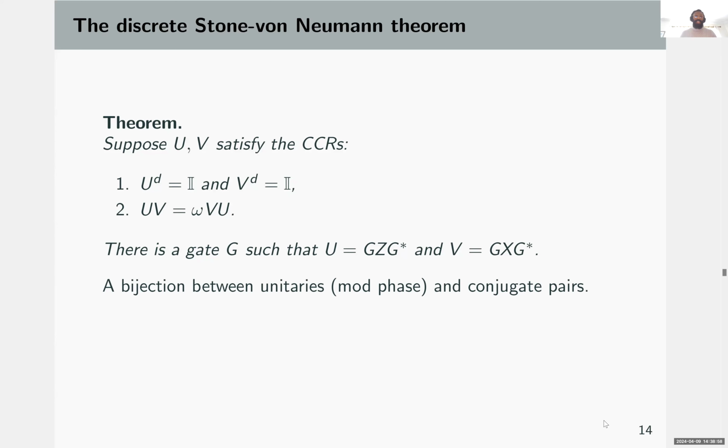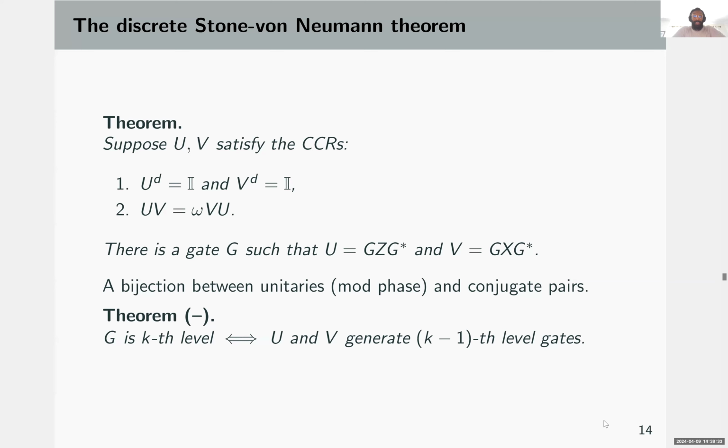And so what this tells us is that there's a bijection between unitaries and pairs of unitaries that satisfy these algebraic relations. So you go from G to U and V by conjugating Z and X. And conversely, if you have U and V that satisfy these relations, you can reconstruct G that conjugates Z and X to U and V. So basically, we're going to be studying Clifford hierarchy gates, not by studying G itself, but by studying the images of Z and X under conjugation by G.